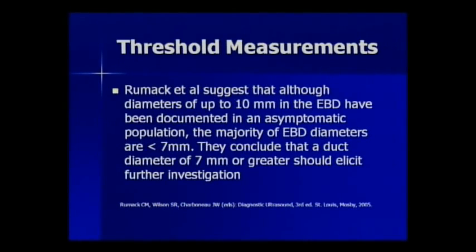Now, according to Rumack et al. in their book, they suggest that although diameters up to 10 millimeters have been documented in an asymptomatic population, the majority of ducts are less than 7 millimeters. And so they conclude that a duct diameter of 7 millimeters or greater should elicit further investigation just to make sure that that is either normal or not for that particular patient.